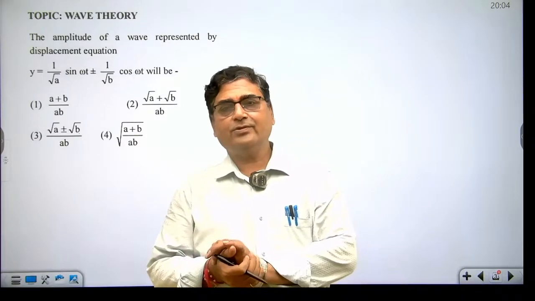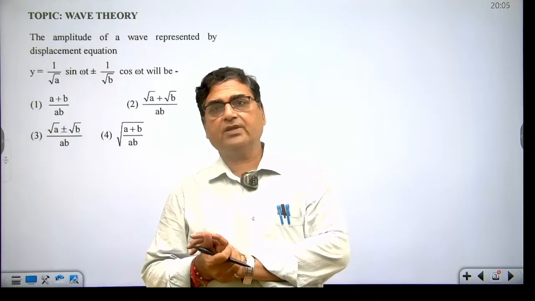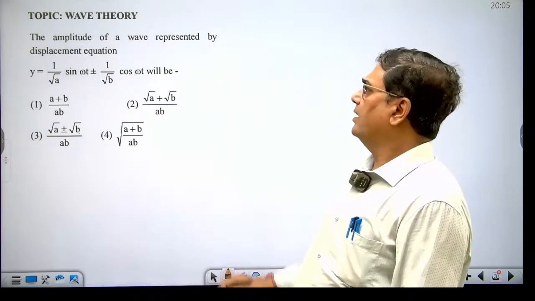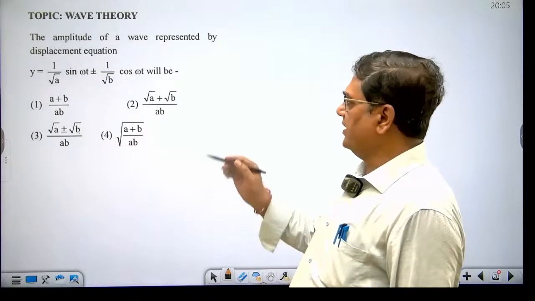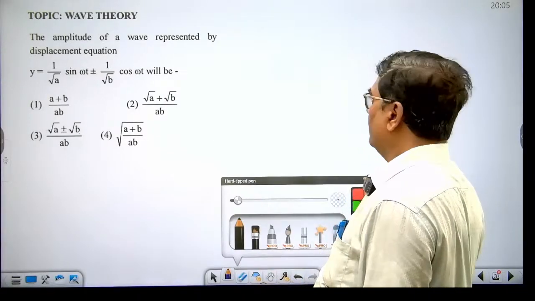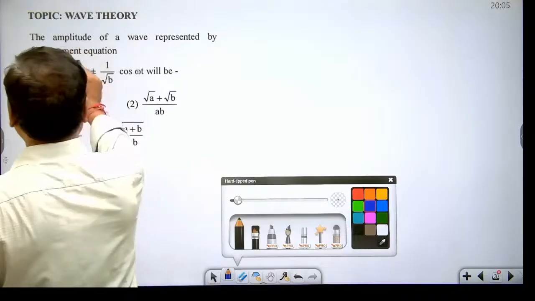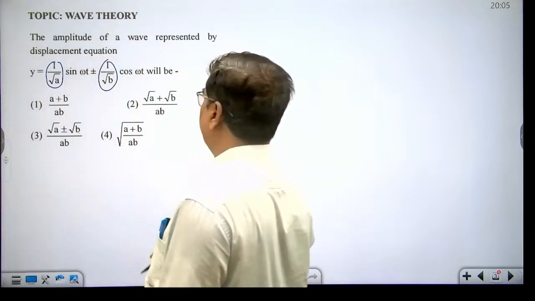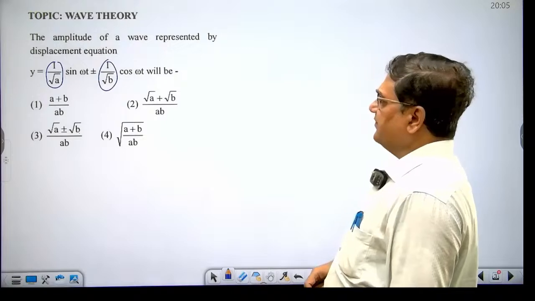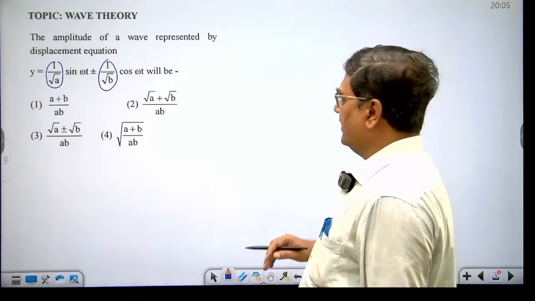Hello students. Today we are going to discuss wave motion problems. The amplitude of a wave represented by displacement equation y equal to 1 upon under root a sin omega t plus minus 1 upon under root b cos omega t will be. The phase difference between sin omega t and cos omega t is pi by 2.